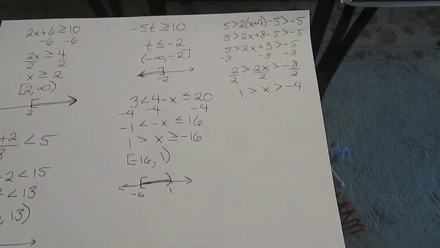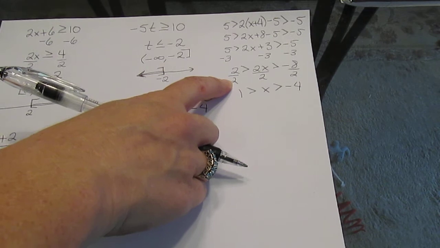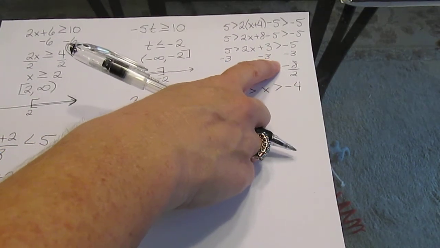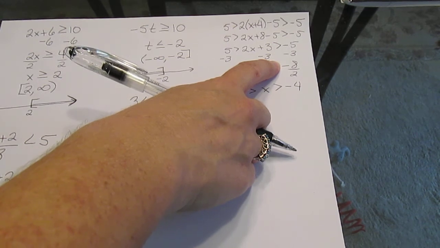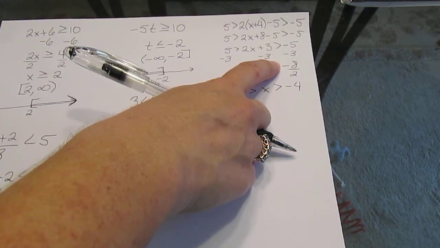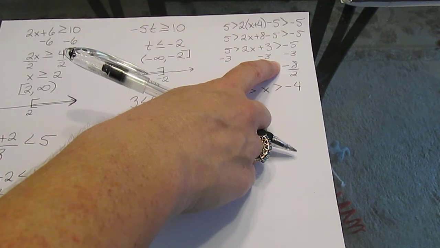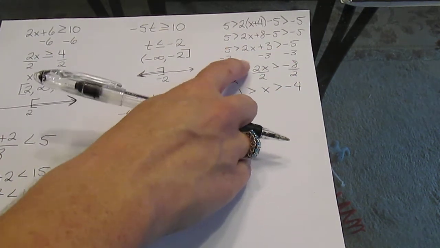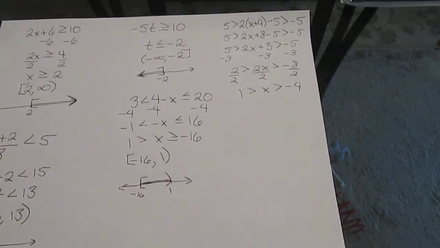Notice I didn't flip the inequality that time. I was dividing by a positive number. Some people question, well, this was negative over here. It's what you divide or multiply by. It's not what's already in that particular part. So as long as you're dividing or multiplying by a positive number, you just keep your signs the same.